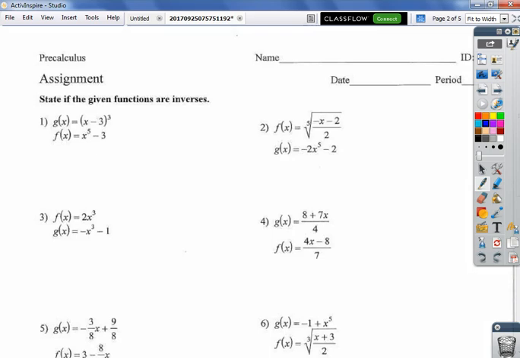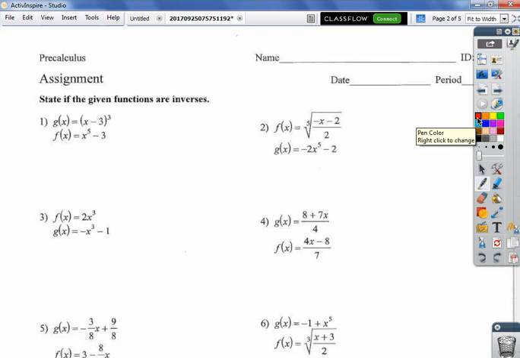All right, folks, so here we are. Here's your assignment. You're going to have three different parts. Either state yes or no if they are inverses by showing your work, finding the inverse, and then finding the inverse and graphing the inverse. And if you can do all of this stuff, then bam, you are going to be really good at this. So let's check out number one.